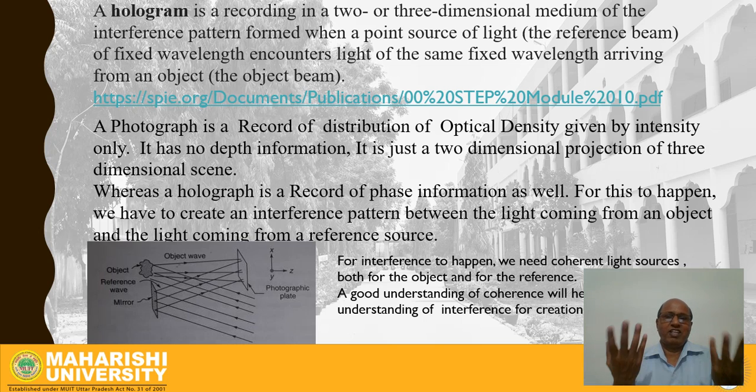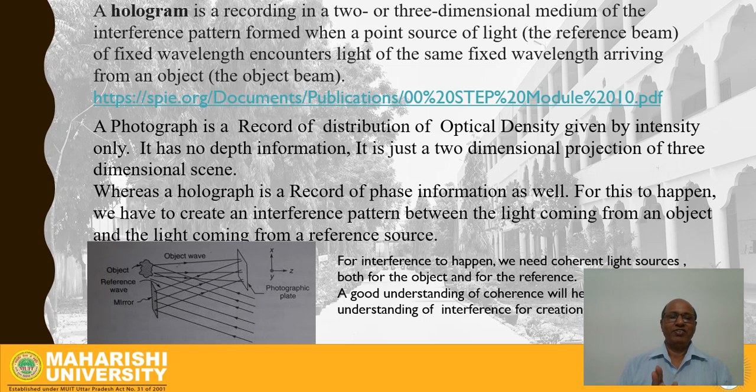You can take an example from my image. If you want to take a photograph of me, I am a 3-dimensional object, but whatever you get in a photograph is a 2-dimensional distribution of my area, which is being exposed to the light coming from this object. So this is a 2-dimensional representation of a 3-dimensional object. It has only information about the intensity of light from my different areas.